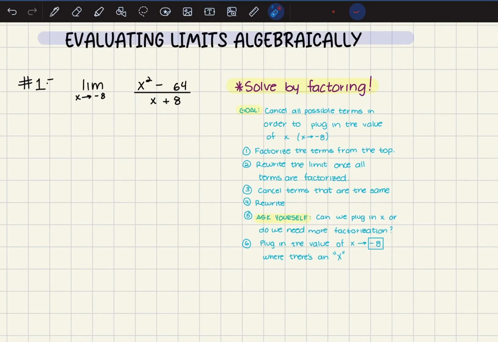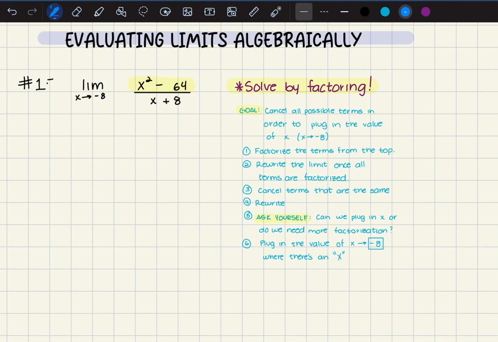So today we're going to evaluate limits algebraically. We're going to solve by factoring. The goal here is to cancel all possible terms in order to plug in the value of x. First, we're going to start by factorizing the terms from the top, which is x squared minus 64.